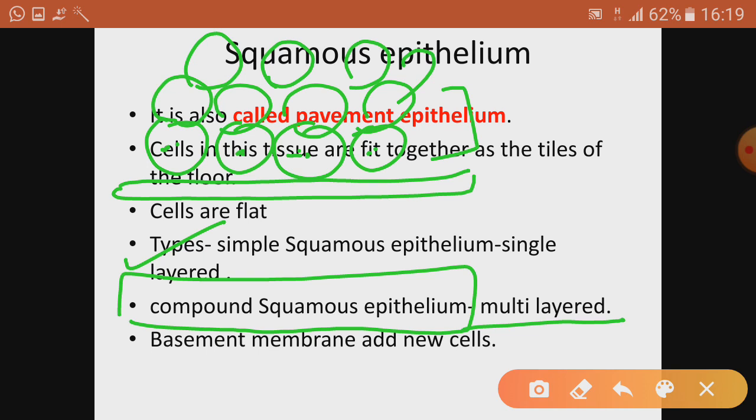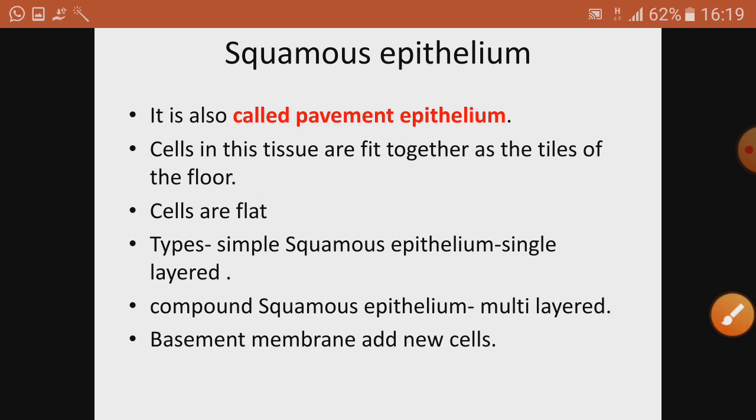Okay, so what we have learned till now: we are reading about the first type of epithelium, that is squamous epithelium. It is also called pavement epithelium. Here the cells are flat, fit together as the tiles of the floor. Types may be simple squamous epithelium and compound squamous epithelium. It has a basement membrane, which is nothing but a layer of special collagen protein which keeps adding new cells and replaces the worn out or damaged cells.